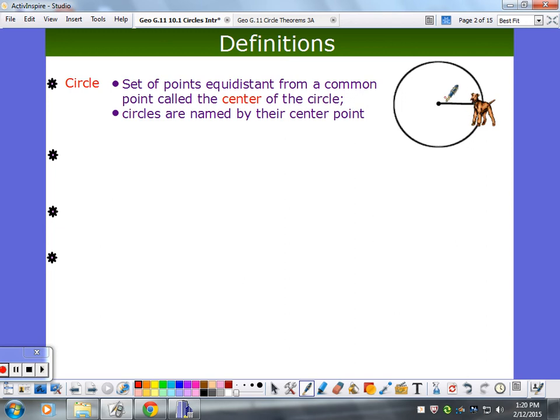All right, so a circle. Picture the dog pulling on the chain, trying to run after the mailman, and now he's going in circles. So that's what a circle is. We call it by its center point. So if we call the center point A, this is a circle.